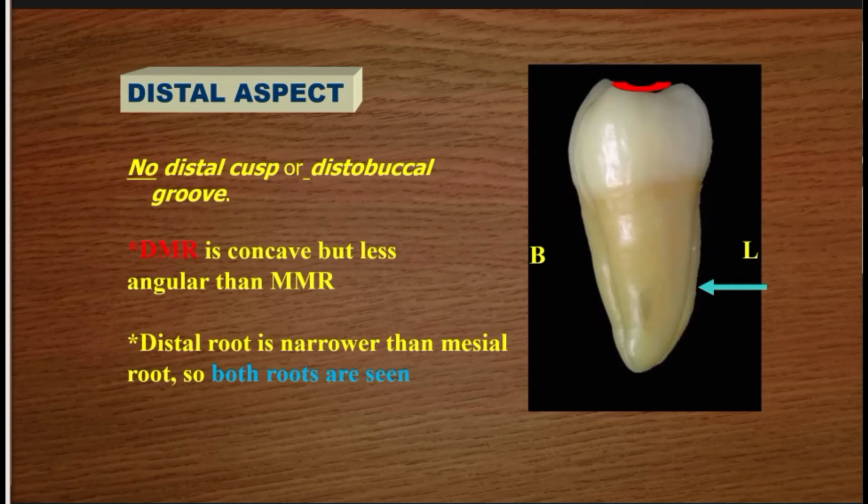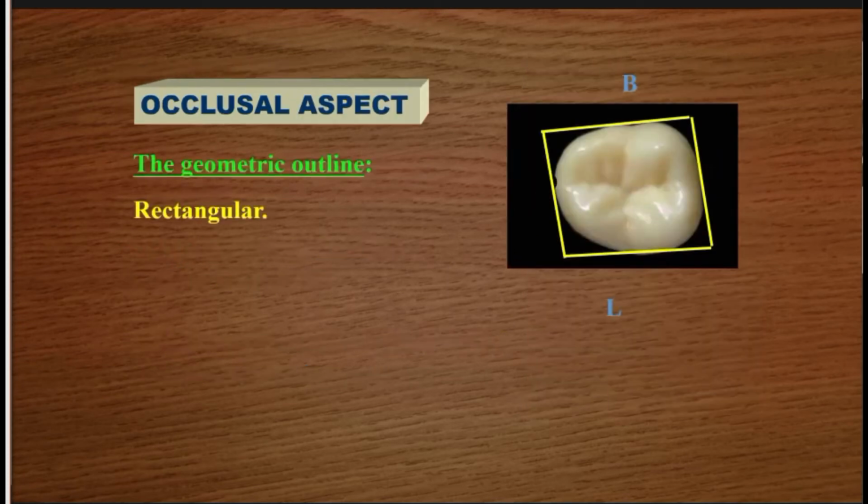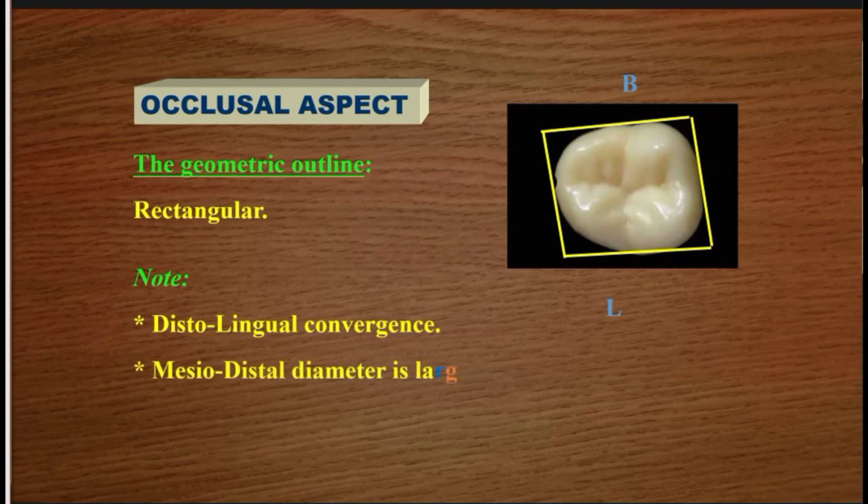Occlusal aspect, very nice, very easy. It is rectangular in shape, occlusal outline, okay? First one. Number two, distolingual convergence. You see distolingual convergence. Lingually it is converged and distally it is converged. This is the mesial side, this is the distal side. On the distal side, the tooth is a little bit smaller than the mesial side. Mesiodistal diameter is larger than the buccolingual diameter. Of course, for the lower molars, the mesiodistal diameter is always bigger than the buccolingual diameter.